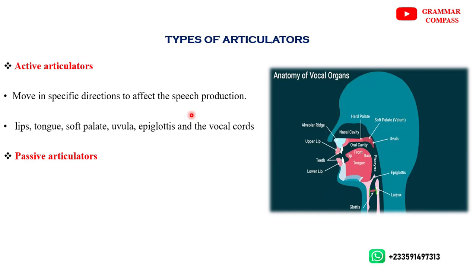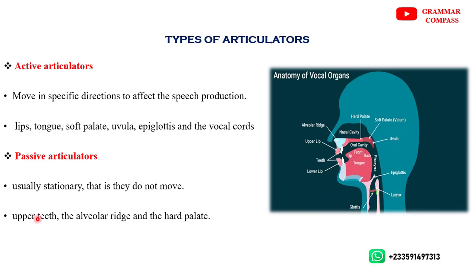Let us talk about passive articulators. These ones are stationary. They don't move much, but they are also very essential. Without them, you cannot produce the speech sound. These ones include the upper teeth. When you are talking, it doesn't move much to produce the sound, but without it, you can't produce certain sounds.